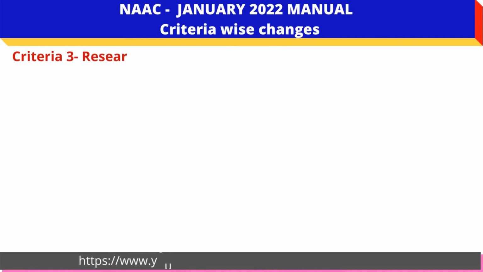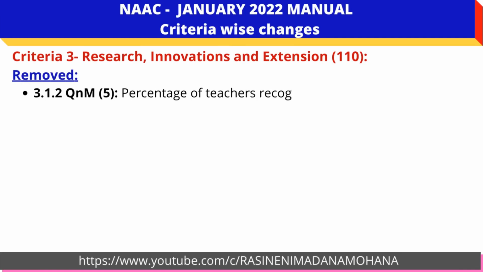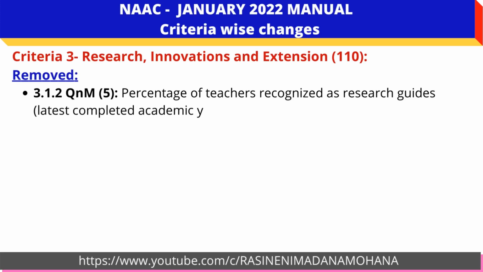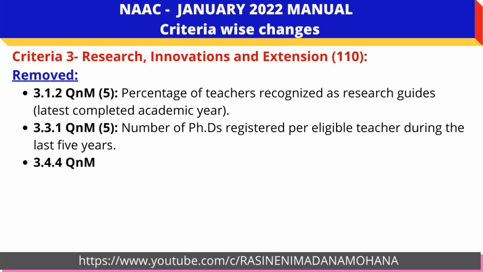Then what are the metrics removed in criteria 3? First, 3.1.2, quantitative with 5 weightage, percentage of teachers recognized as research guides. This was removed; earlier this was there. Then 3.3.1, again quantitative, 5 marks, number of PhDs registered per eligible teacher during the last 5 years. 3.1.2 is the guideship eligibility. Then last 5 years PhD guideship and number of scholars registered, both are removed.